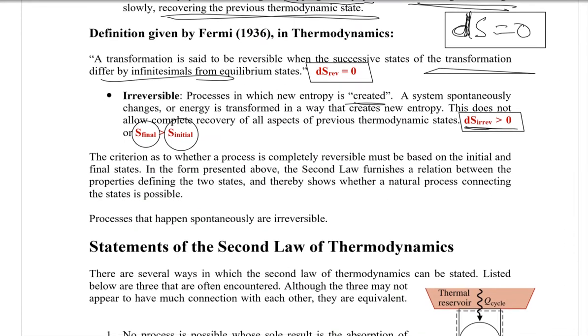The criterion for whether a process is completely reversible must be based on the initial and final states of the entropy in the form presented above. The second law furnishes a relation between the properties defining the two states, thereby showing whether a natural process connecting the states is possible or not. If the entropy is not changing, the system is not moving and is in an equilibrium condition. If the entropy is increasing, the system is moving forward. And if the entropy is decreasing, then naturally this does not occur and it is impossible.